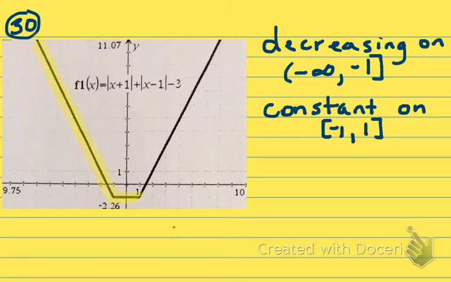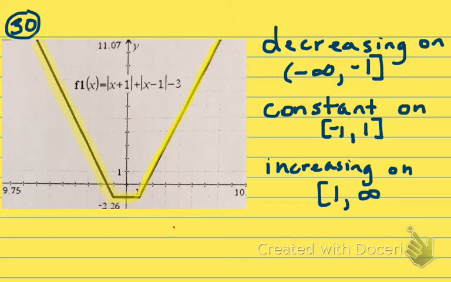And then to finish our little trip across this function, we leave 1 and we climb and we climb and we climb right out the edge of the graph. So then that means that the function is increasing on 1 to infinity. And that's all you need for 30.